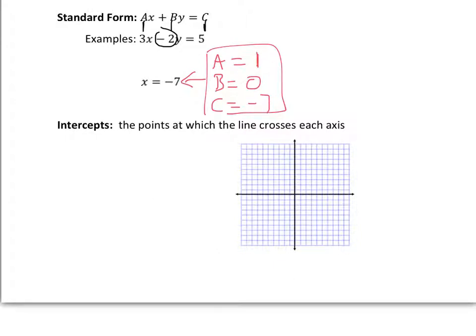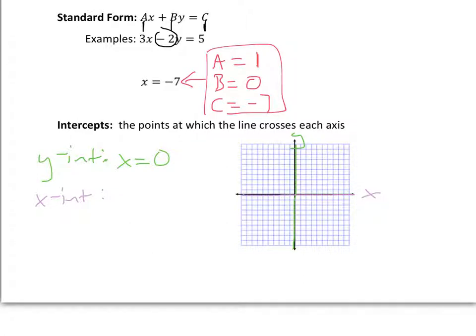Now, intercepts are the points at which the line crosses each axis. So you have the x-axis and the y-axis. The points at which the line that we're graphing crosses those axes are called the x-intercept and the y-intercept. So the y-intercept, let's just do the y-intercept in green. It's going to be crossing this y-axis. What that means is x is always going to be equal to 0. So x equals 0 in that case. For an x-intercept, it's crossing the x-axis.